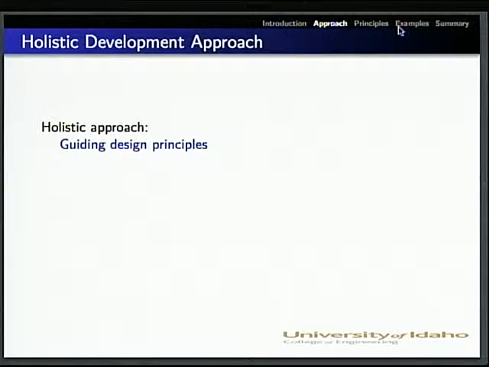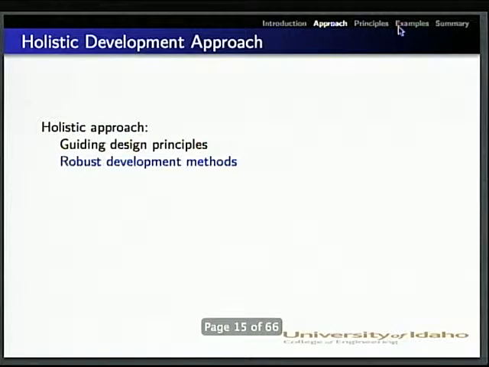We can't try to attack all these problems separately and then glue everything together and hope that everything works. So we need good guiding design principles, although these are just rules. They are not silver bullets, because the fact is we don't have a silver bullet to develop these systems in a safe and secure manner. We need robust development methods. We need to be able to build strong assurance cases for each of the systems, and each of the assurance statements that we make, we need to be able to justify them.